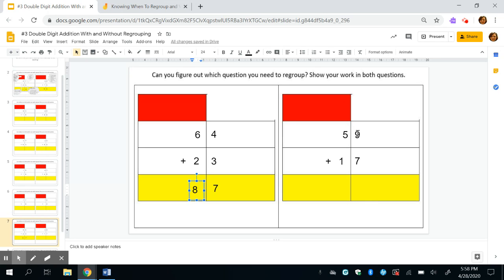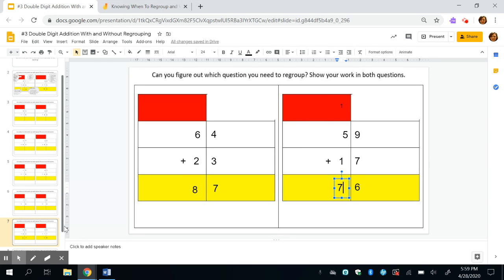Let's look at the second question. 9 plus 7. We know 9 plus 7 is 16. Is that 10 or more? Yeah. So we're going to put the 1 above the tens because that's in the tens column of 16, and the 6 goes in the ones column. Now we have to add 5 plus 1 is 7. So we know we had to regroup in the second question.